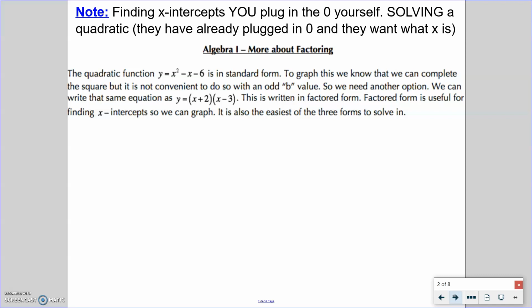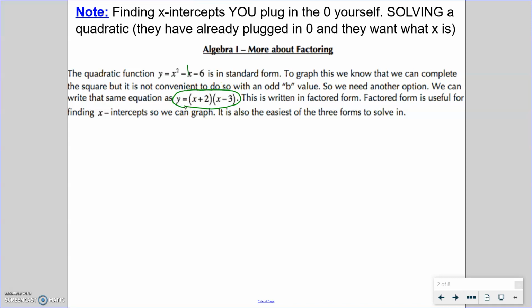So below it says the quadratic function x squared minus x minus 6 is in standard form. To graph this, we know that we can complete the square, but it's not convenient to do so with an odd b value, right? With this negative 1 in the middle, taking half and squaring it and all that is kind of not ideal. So we need another option. Well, we can write that same equation like this, okay? This is written in factored form.